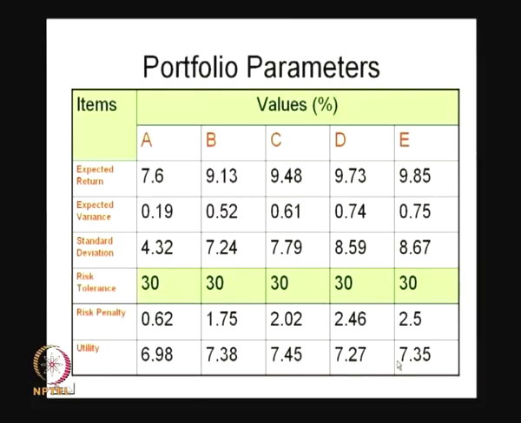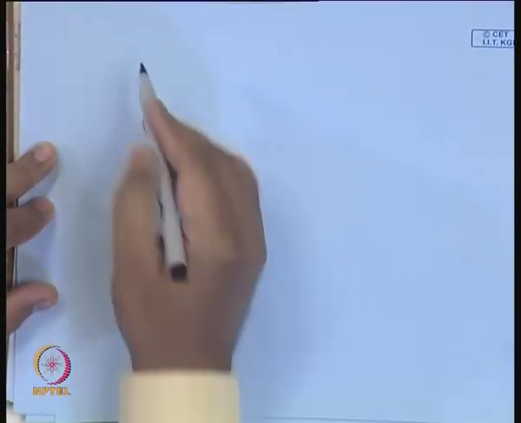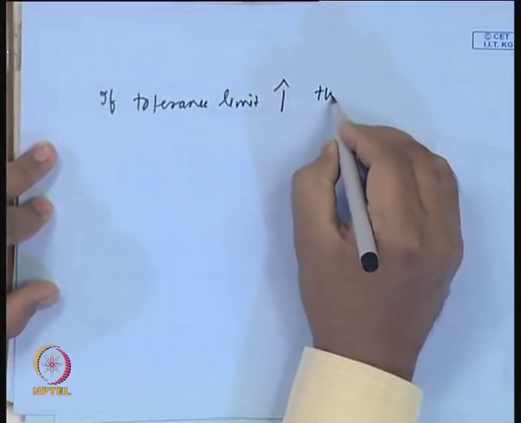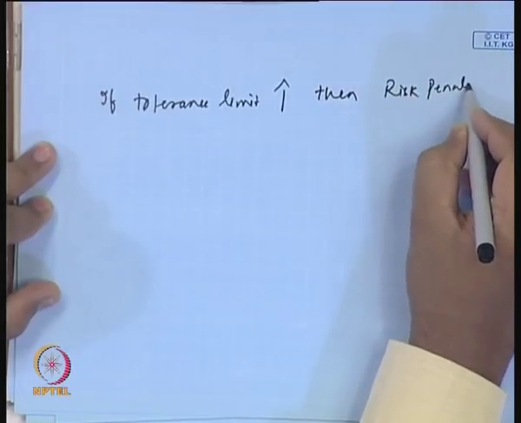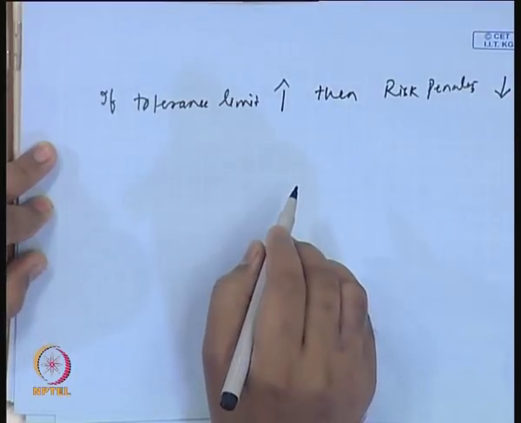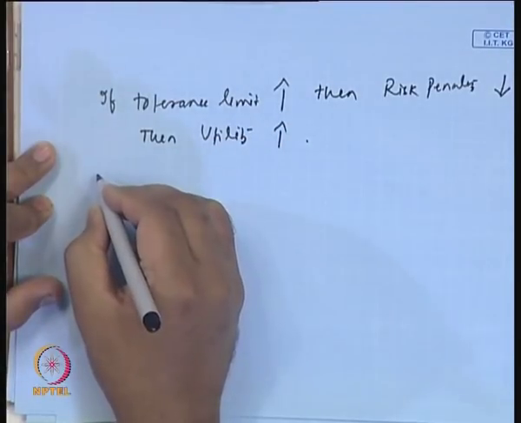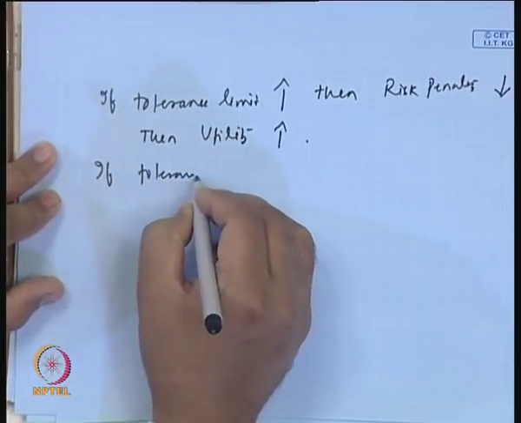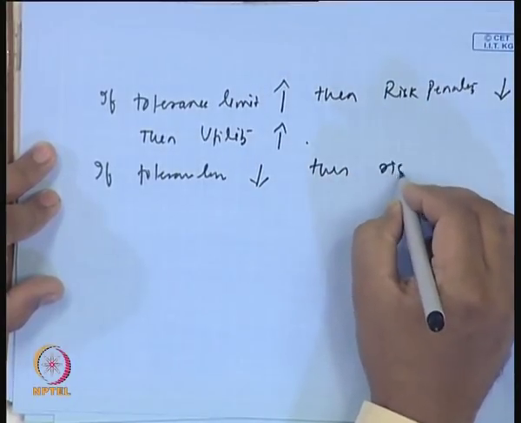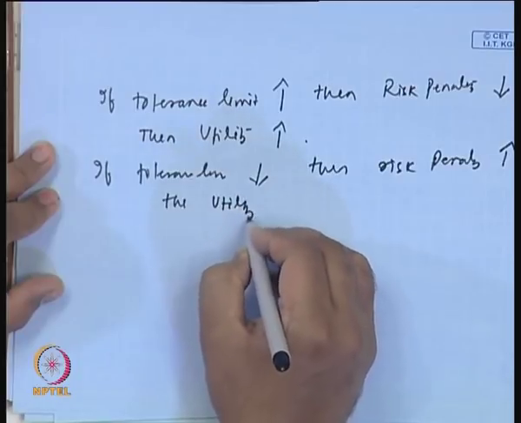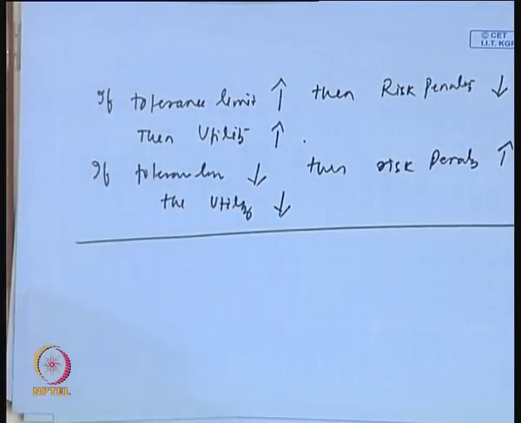Clearly, if the tolerance limit increases, then the risk penalty decreases, and then utility increases. If the tolerance limit decreases, then the risk penalty increases and utility decreases. This is the logic we found from here.